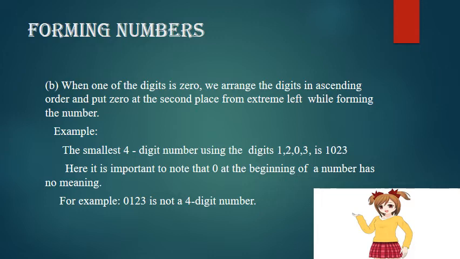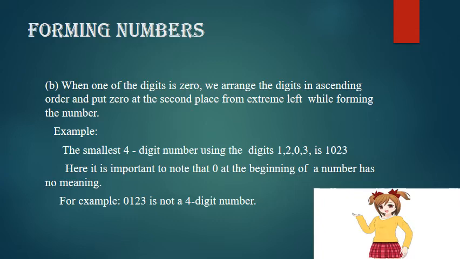Now children, in the next example, one of the digits is 0. You all can see on your screen the digits given are 1, 2, 0 and 3. Children, one of the digits is 0. Now in this case the rule changes. When one of the digits is 0, we arrange the digits in ascending order and put 0 at the second place from the extreme left while forming the number.